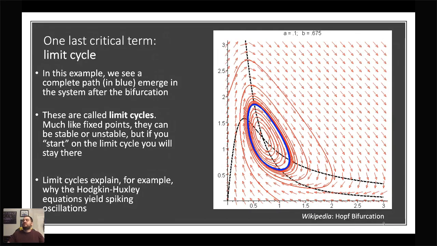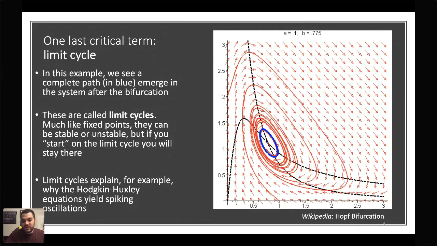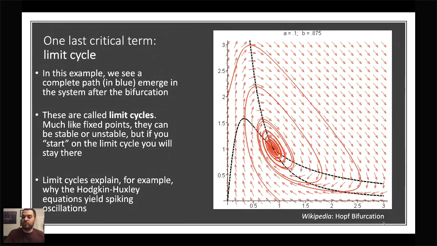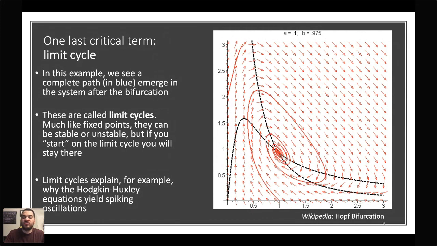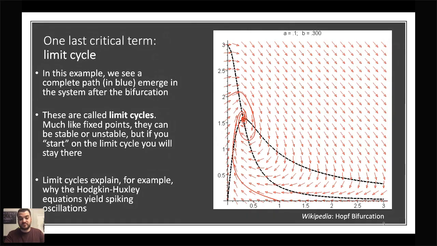Now, this is something that's really important in a lot of different settings. Again, the most typical being the Hodgkin-Huxley equations, where you get these limit cycles, which are shown through the periodic firing of a Hodgkin-Huxley neuron based upon this type of bifurcation called a Hopf bifurcation.